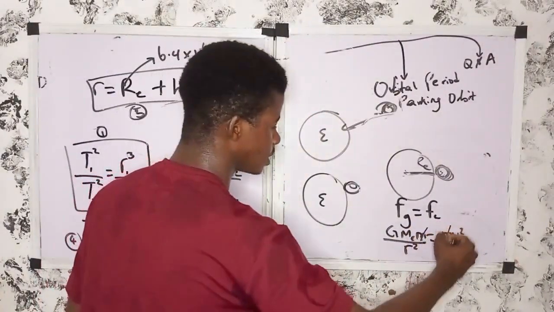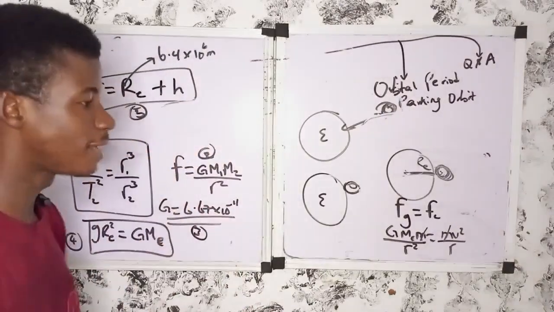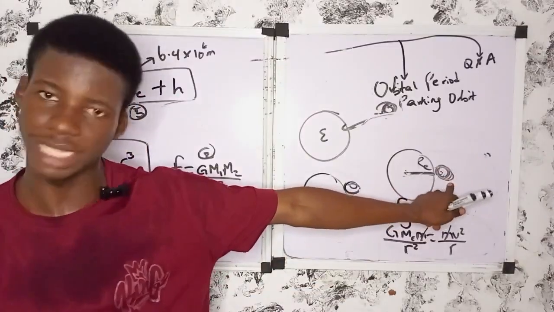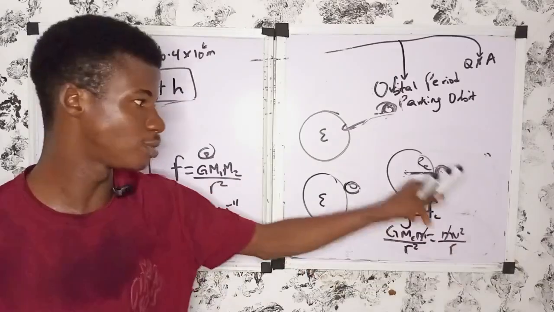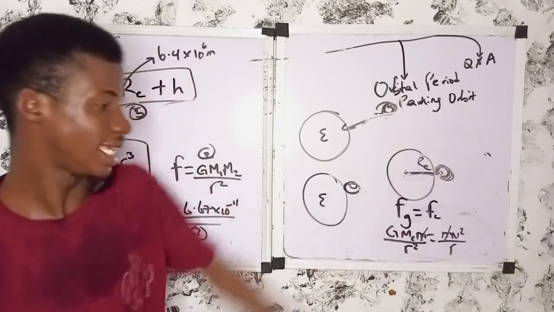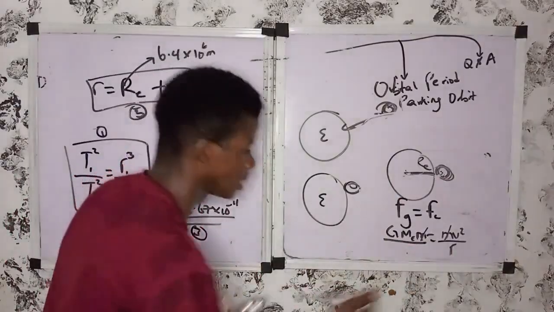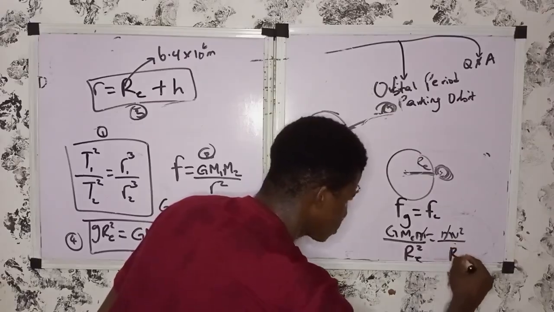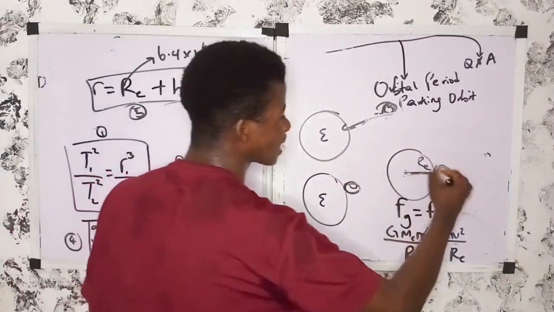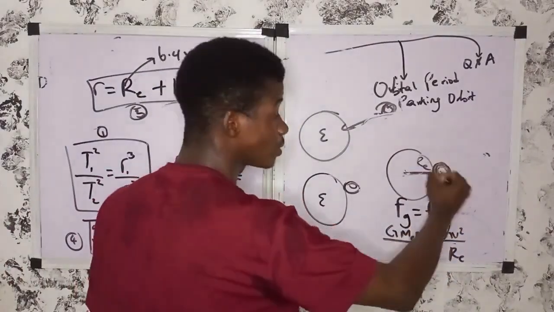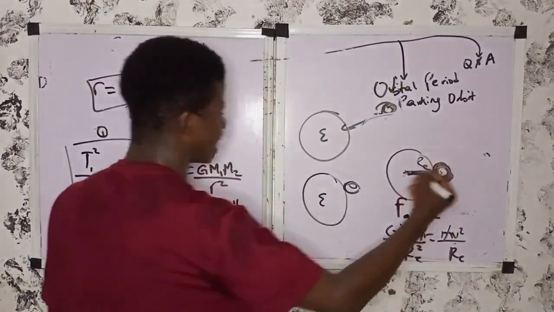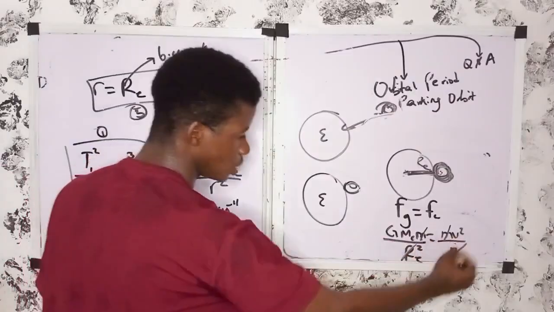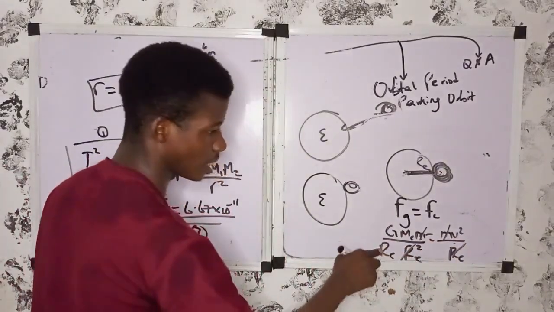We cancel the mass m. Now, this distance is the distance between the Earth and the satellite. I told you that when the satellite is at the Earth's surface, the distance between the center of the Earth and the satellite is the radius of the Earth, R_E. So when we cancel, we'll be left with one R_E.